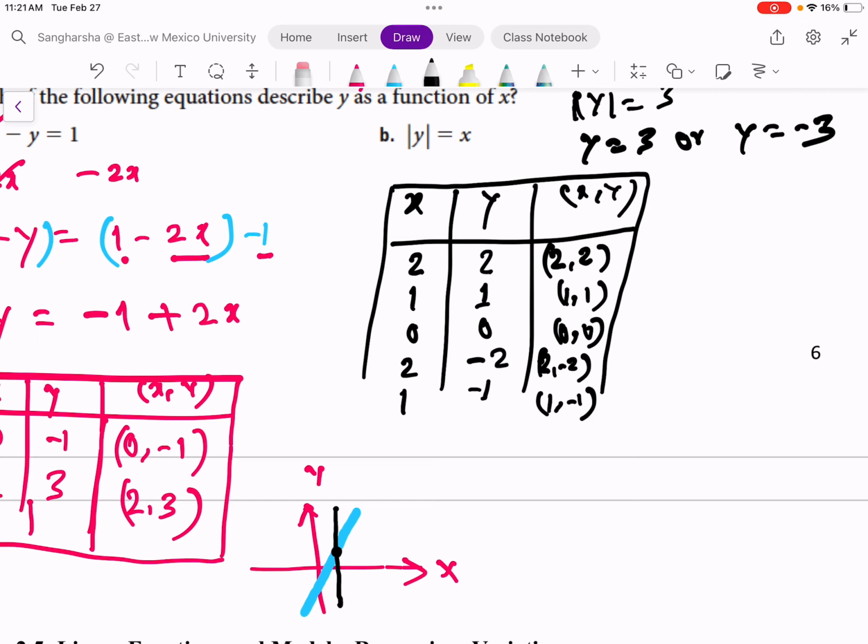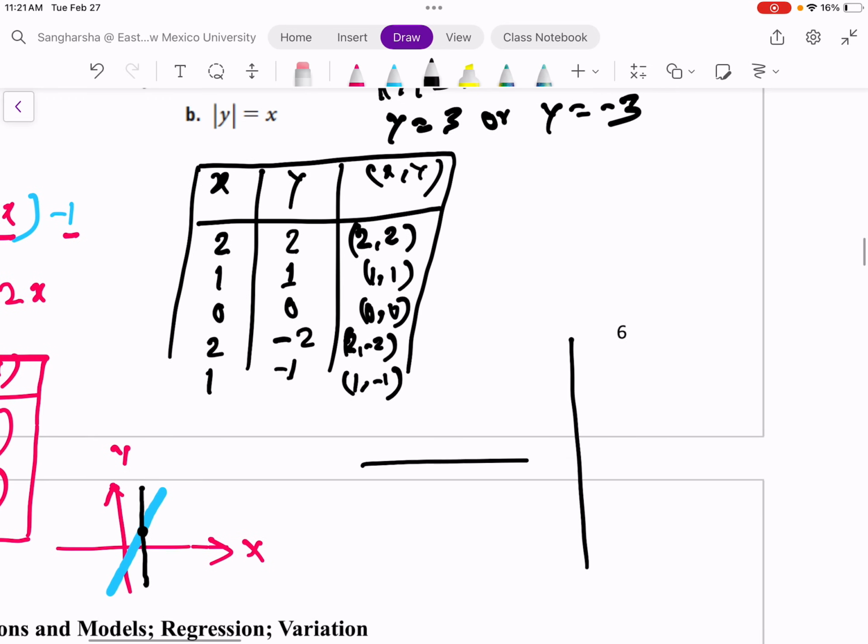Now let's plot these points in a graph. So we have the x-axis, the y-axis, the origin. So (2, 2). So this is 1, this is 2, this is 1, this is 2, this is negative 1, negative 2. Okay, (2, 2). So this is (2, 2). Okay, (1, 1) is here, and (0, 0) is the origin. (2, -2) is here. (1, -1) is here. Now you connect these points. So we get this graph.